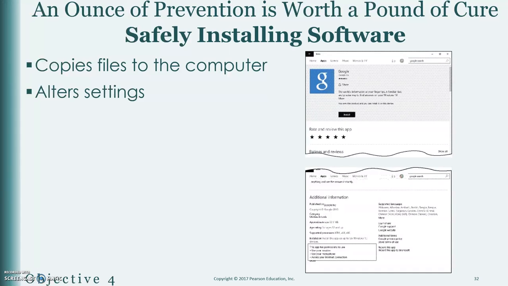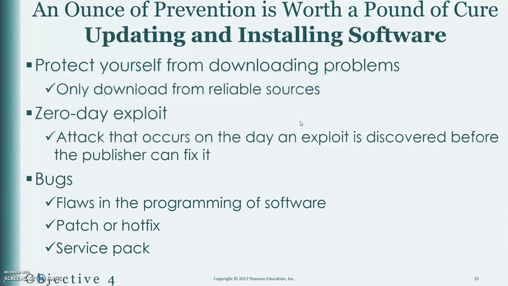Safely installing software. Okay, installing software copies files to your computer, and so this may alter system settings. So this is what it's going to ask you. This is your user account control stuff too. You're going to see, are you sure you want to let Google make changes to your computer? Okay, make sure you're aware of what you're doing. You should only download from reliable sources.